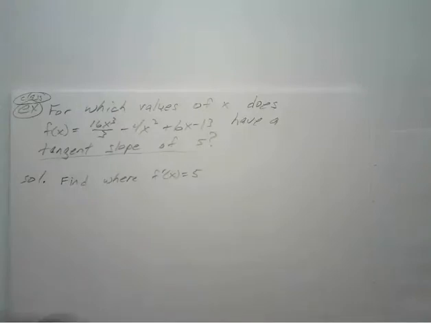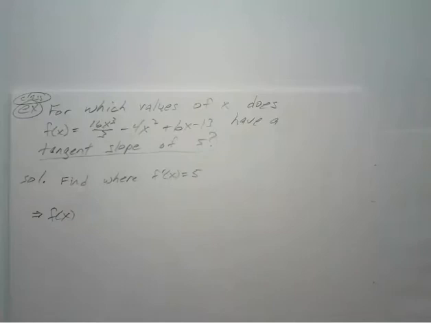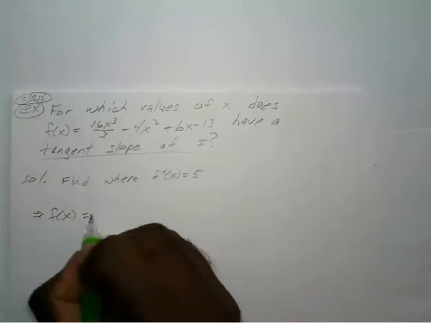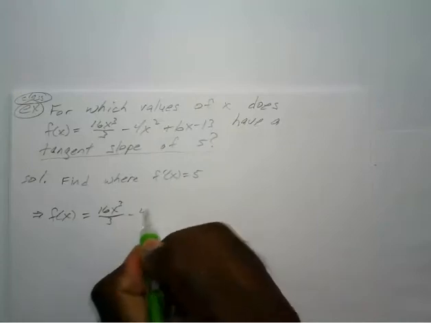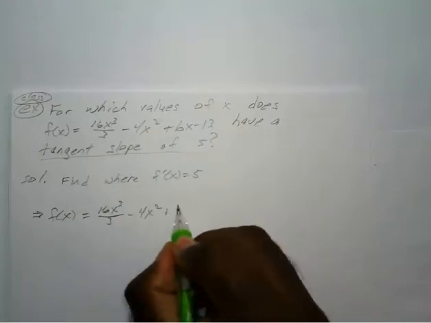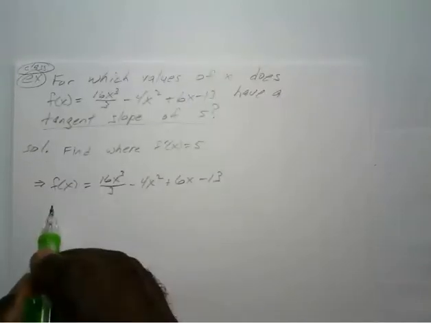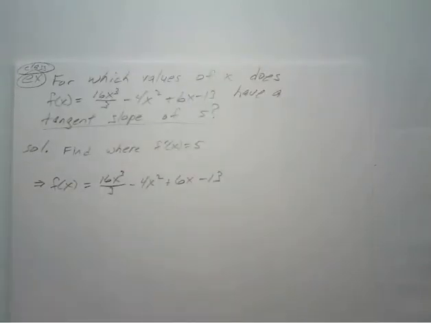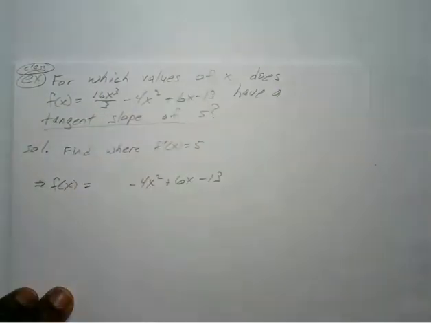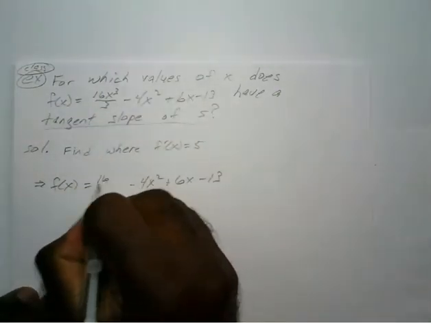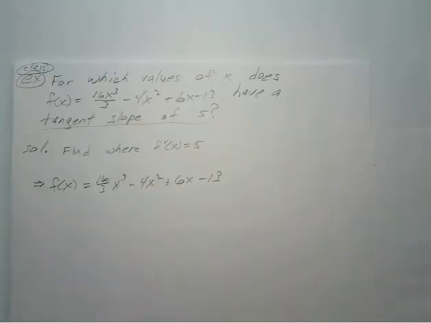Alright, so we know that our f of x, just going to rewrite our f of x, equals 16x to the third over 3 minus 4x squared plus 6x minus 13. Actually, with 16x to the third over 3, I'm going to rewrite that just to make it easier: 16 over 3 times x to the third, just to make it easier to differentiate.